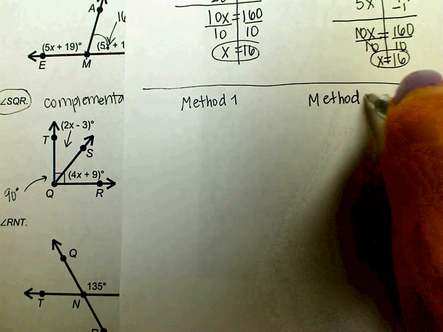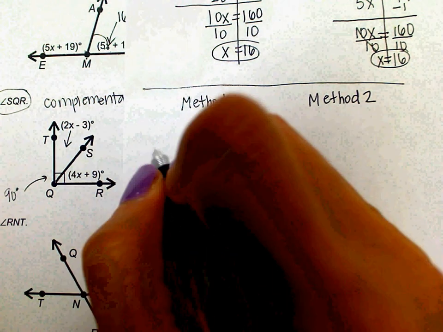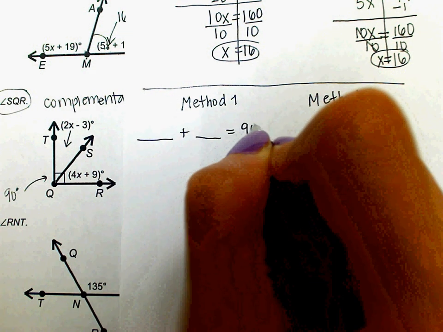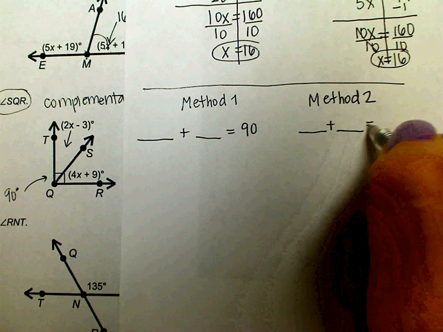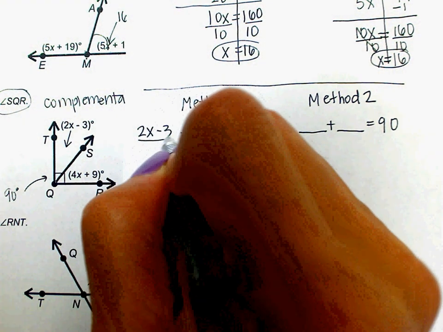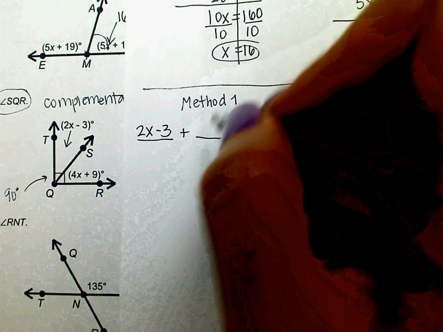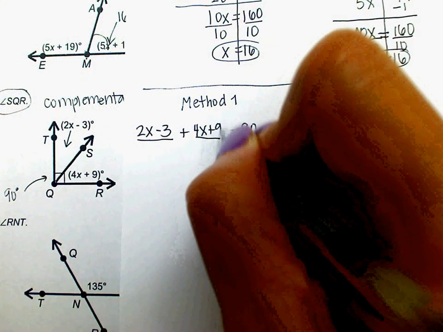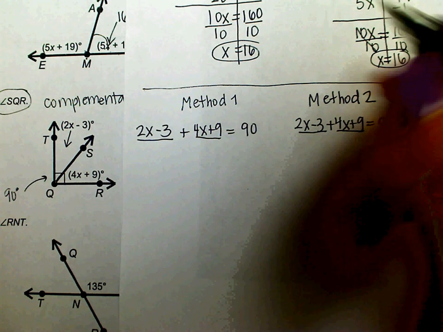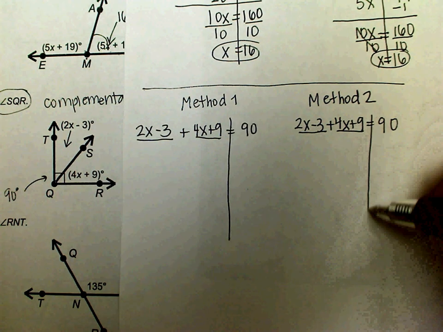Okay? So method 1, both of them, you're going to do blank plus blank equals 90 this time because they're complementary. Okay. And then we're going to do 2x minus 3, one of the angles, and then the other one is 4x plus 9. Do the same here. Okay. So then, box and circle for both methods.